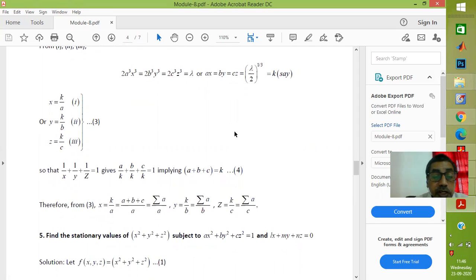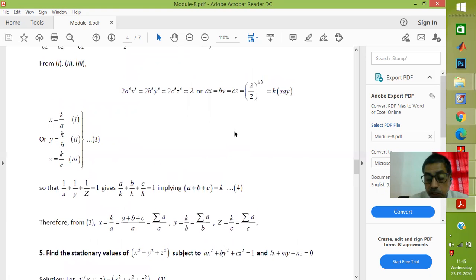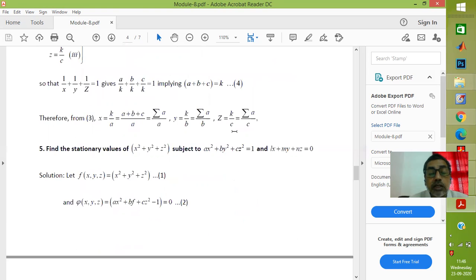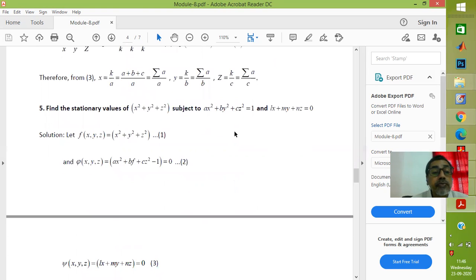And you will get them without any difficulty as x is equal to (a plus b plus c) by a, y is equal to (a plus b plus c) by b, and z is equal to (a plus b plus c) by c. So that's exactly what we wanted. So problems like this are straightforward, but it requires some basic mathematical skills.